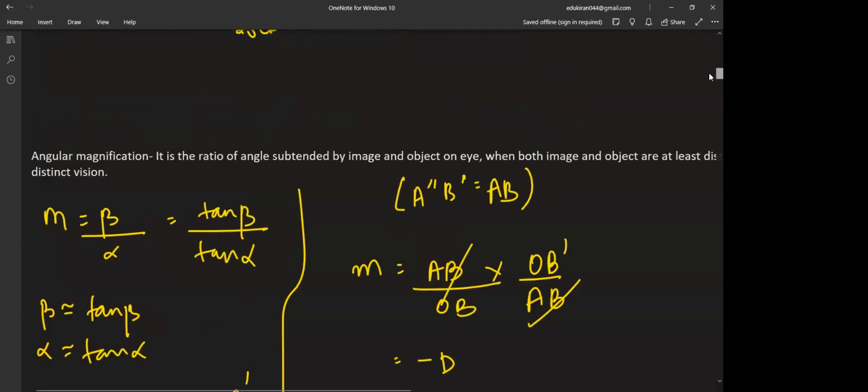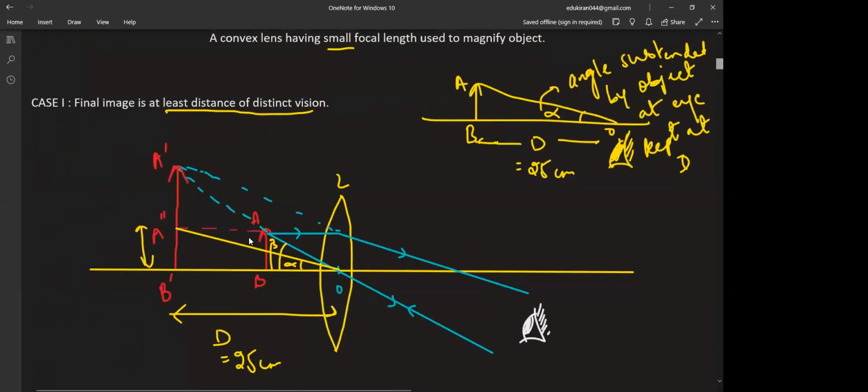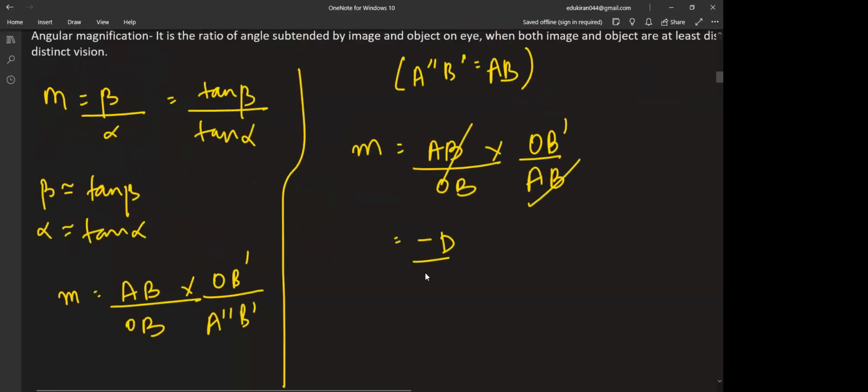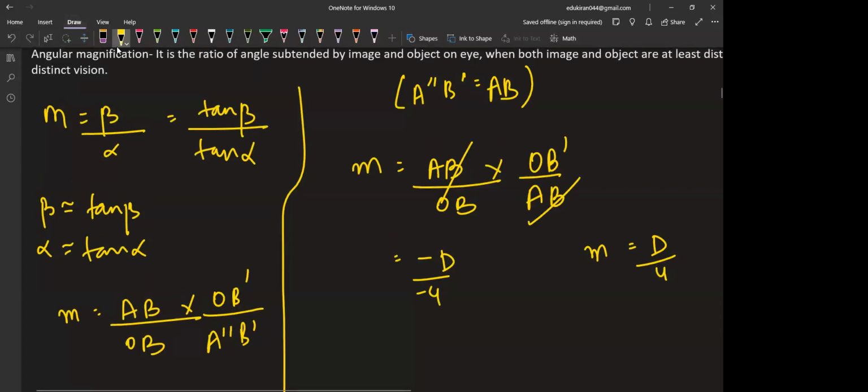And what about OB? OB is the object distance. Let's write it as minus U right now. So M currently is equal to D by U. But we know what is U. You already know what is U.